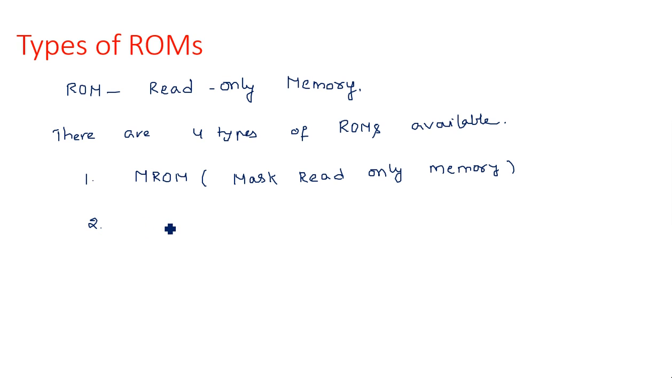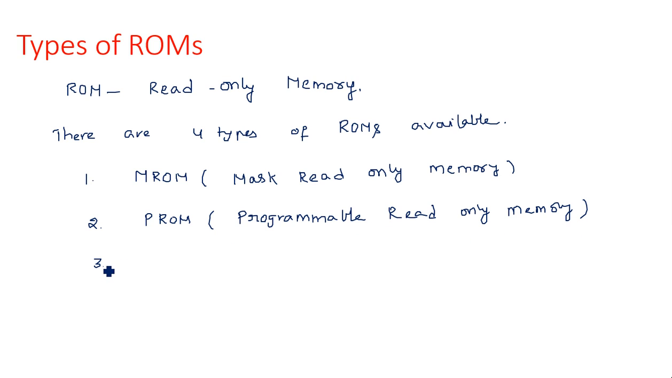And the second one is P-ROM. Mask ROM is sometimes also referred to as mask programmable ROM, but it is not programmable. That's why I am saying it as mask read-only memory. And the second one, P-ROM, P stands for programmable read-only memory. And the third one is erasable programmable read-only memory, which is EPROM.